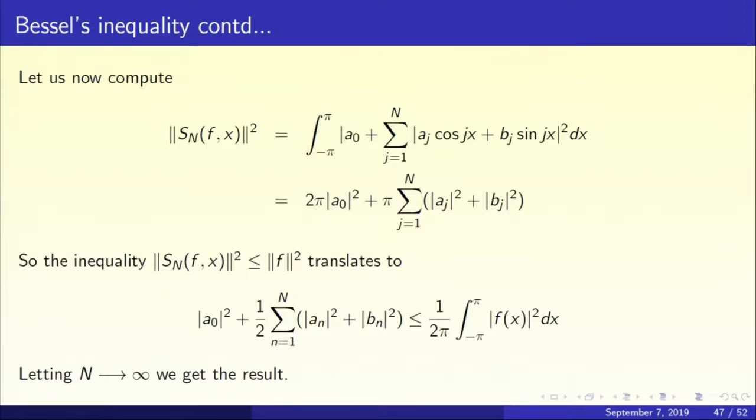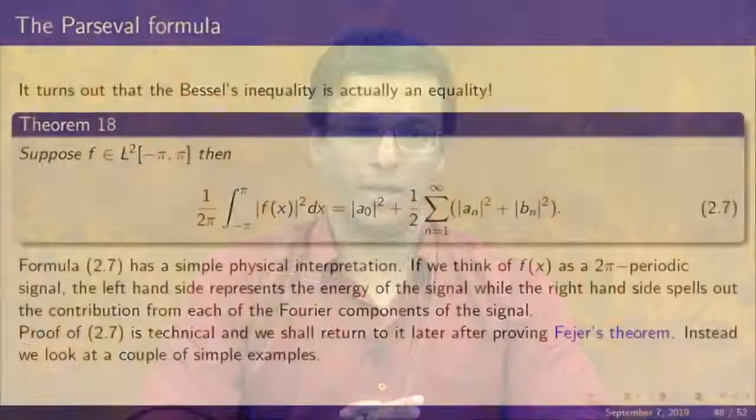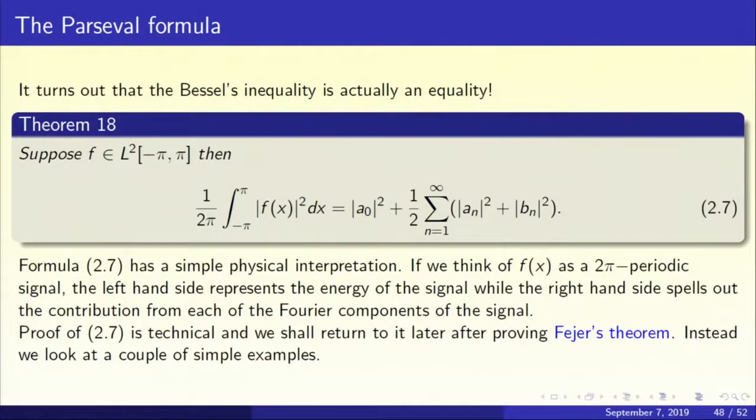Now we simply allow n to go to infinity and we get the desired result, and the proof of Bessel's inequality is complete. It turns out that Bessel's inequality is actually an equality, and that is Theorem 18, called the Parseval formula. Suppose f is in L2(−π, π), then 1/(2π) ∫ from −π to π of |f(x)|² dx equals |a0|² + 1/2 Σ from n = 1 to infinity of (|an|² + |bn|²), equation 2.7. Formula 2.7 has a very simple physical interpretation.